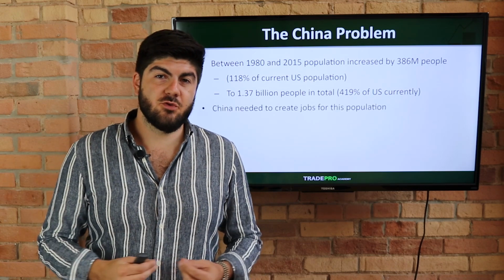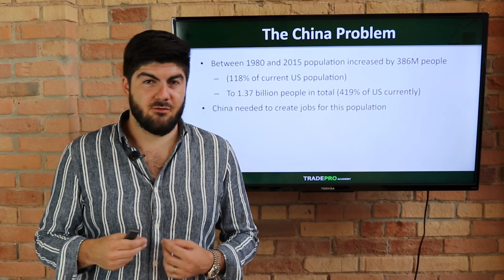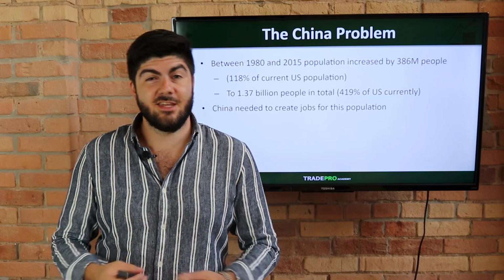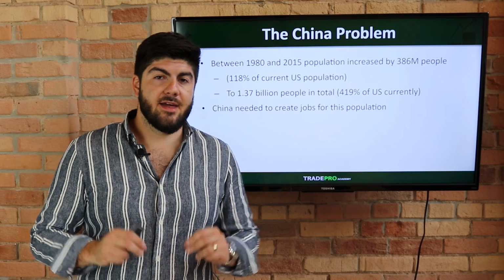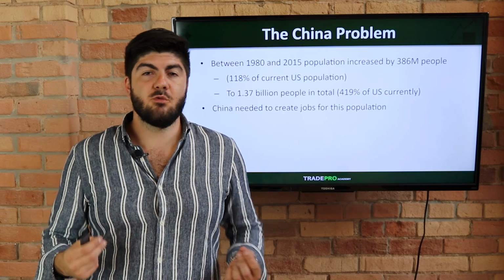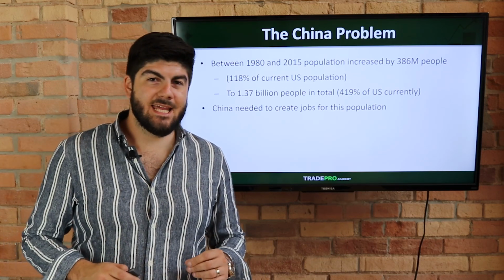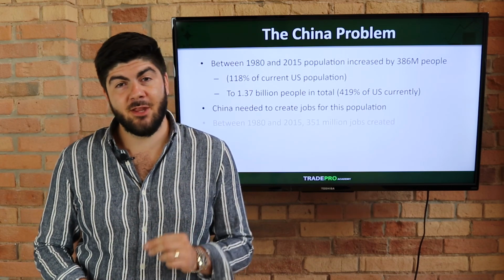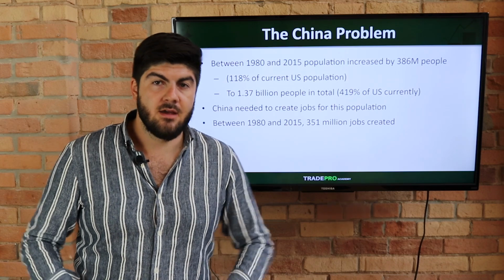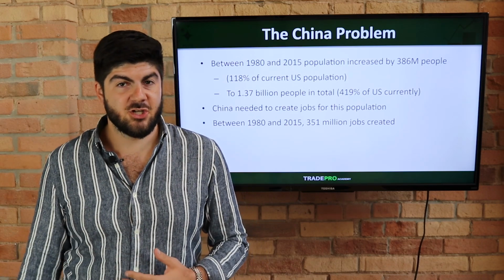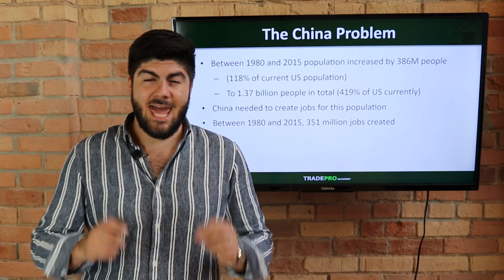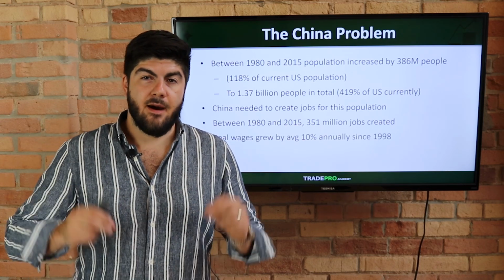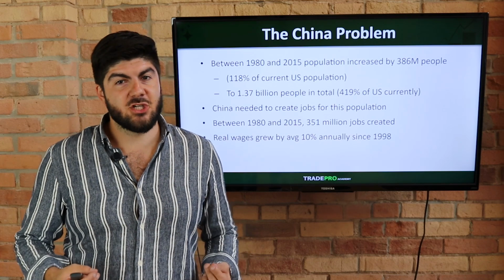So what's the issue with having a large population growth? This population needs employment. They need jobs. They need to work. Here's where China thought it's time to create jobs. How do we do this? Between 1980 and 2015, a total of 351 million jobs were created by China by using their export advantage. Real wages grew by an annualized rate of 10% since 1998, a massive boom for the everyday Chinese citizen.